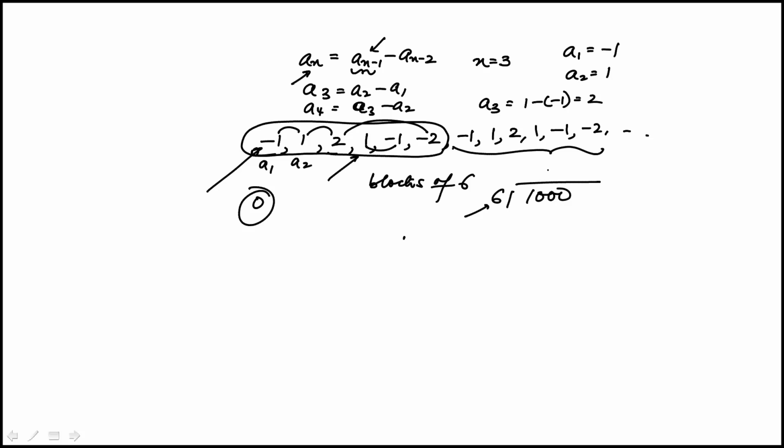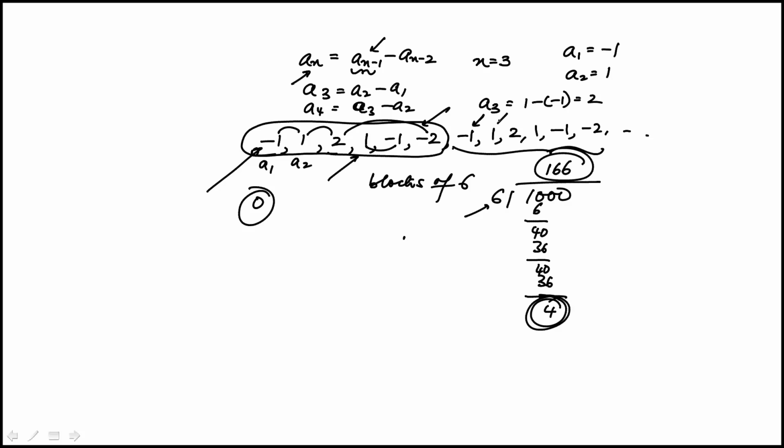So I divide 1,000 by 6. And then 6 times 6 is 36, 4, same, 36. Key thing is remainder 4. So I'll have 166 of these blocks of 6 and then 4 left.